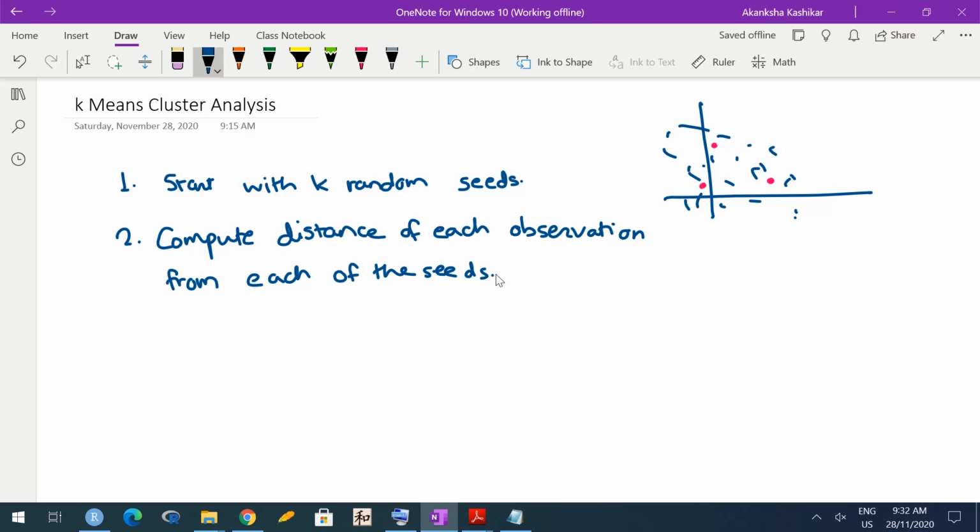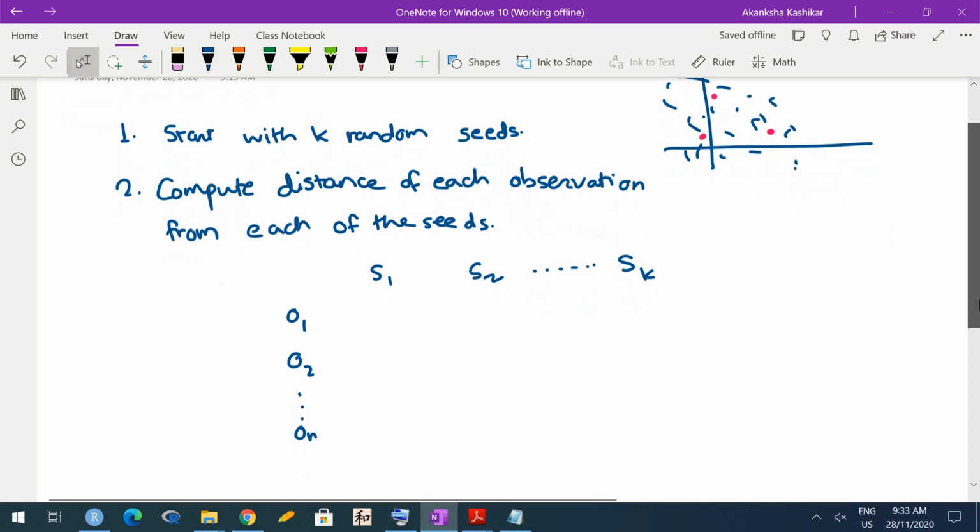Remember the difference. In hierarchical clustering, we were computing distances between the observations, whereas here we are not computing the distance of one observation from another. We are computing the distance of each observation from each seed. So if I have seeds S1, S2, up to Sk, and observations O1, O2, up to On, then I'll get an n cross k table of distances.